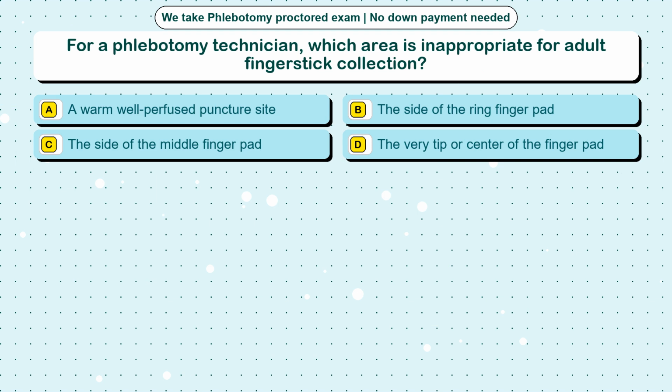Question 8. For a phlebotomy technician, which area is inappropriate for adult fingerstick collection? Option A. A warm, well-perfused puncture site. Option B. The side of the ring finger pad. Option C. The side of the middle finger pad. Option D. The very tip or center of the finger pad.